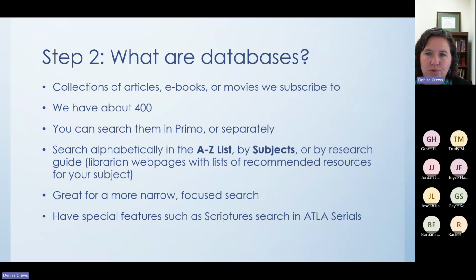And you can find those through Primo. There's a tab at the top of Primo that says A to Z databases, and it lists all the databases. There's a lot of databases, so that's why it's good to narrow them down to just your subject, and I'll show you how to do that. We also have research guides at the library, which are web pages the librarians have made to help you find the right databases and the right things for your subject.